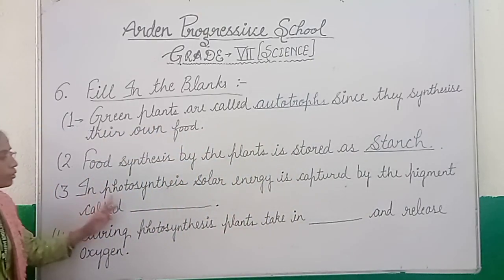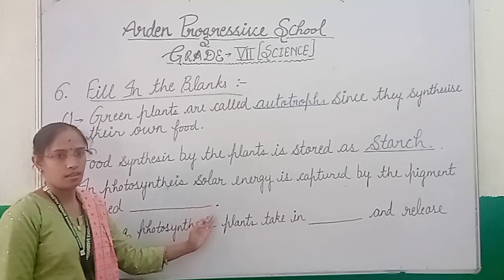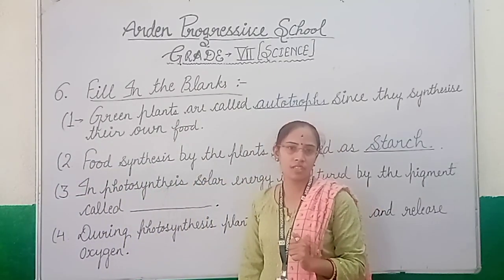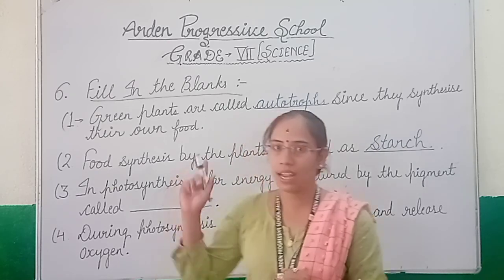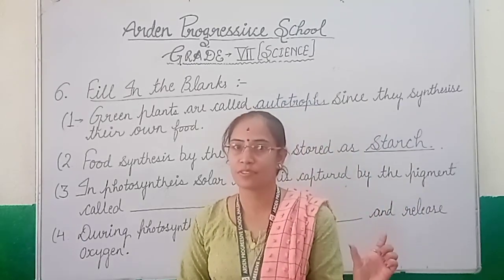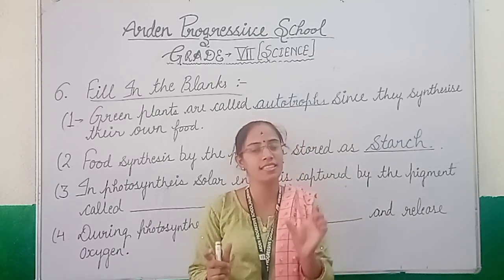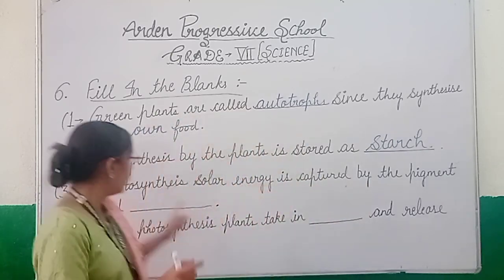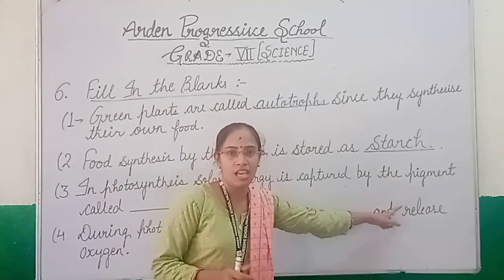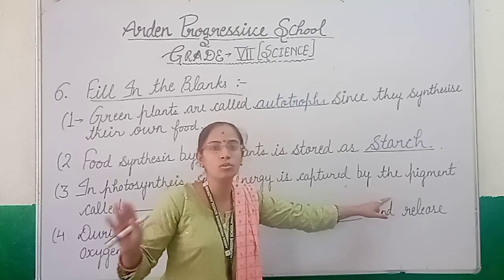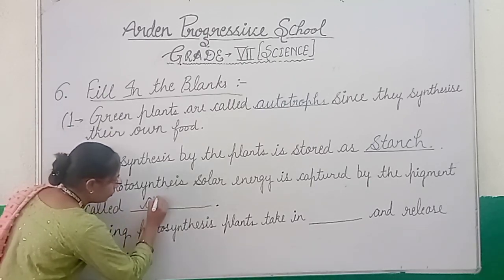Next, in photosynthesis, solar energy is captured by the pigment called dash. During the process of photosynthesis, plants make their food by using carbon dioxide and water in the presence of sunlight, and the green pigment which is present in the leaves, which gives the plant its green color, is known as chlorophyll. So chlorophyll is necessary for the process of photosynthesis. So in this fill in the blank, the answer is chlorophyll. If chlorophyll is not present, the plants are unable to do photosynthesis. So that green pigment is known as chlorophyll.